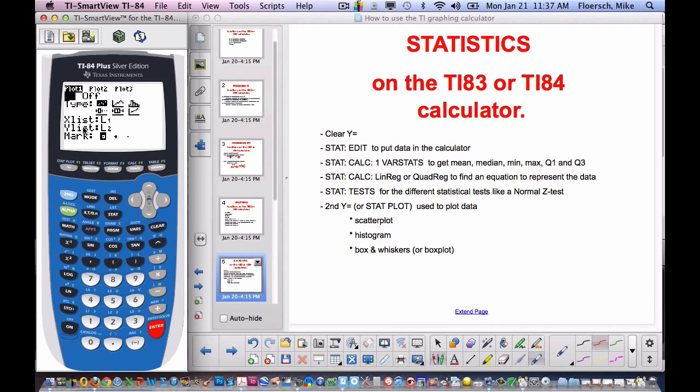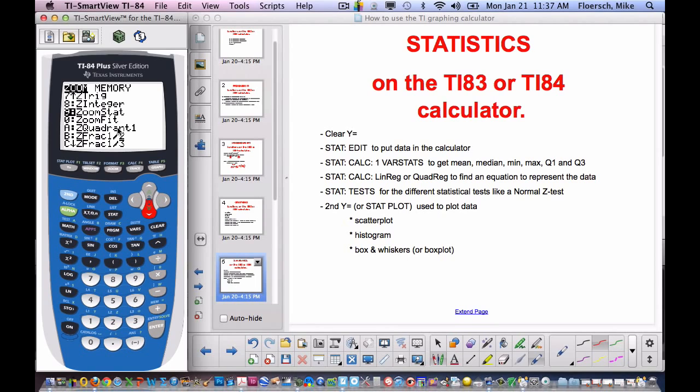My x values are in list 1, my y values are in list 2. I hit enter, and then I hit graph. A little bit hard to see, so what I can do is hit zoom stat. This time instead of standard, I'm going to zoom in on statistics, which is number 9. If you hit zoom stat, it's a mind of its own here. Number 9 is zoom stat. That's this one right here.